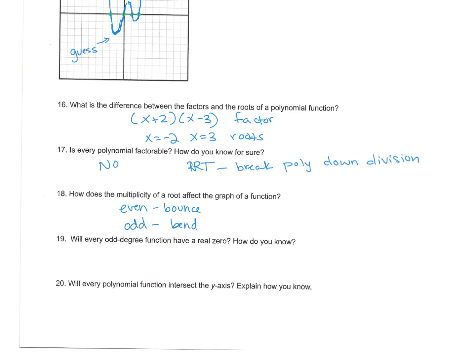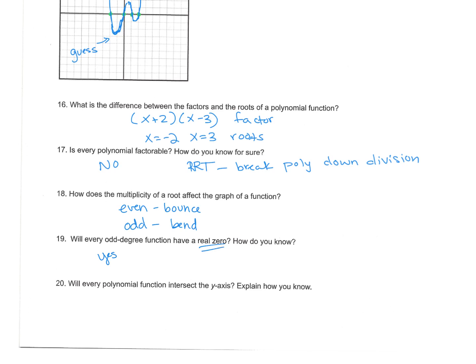Will every odd degree function have a real 0? How do you know? Why don't you think about this for a minute and then come back and we'll talk about the answer. Think about this one. So actually, yes, every odd degree function has to have a real 0.